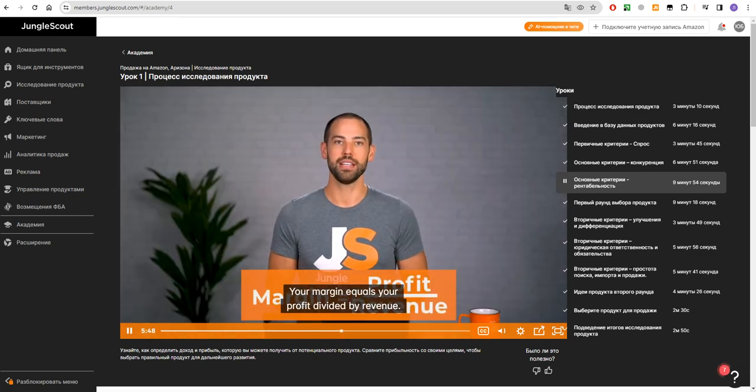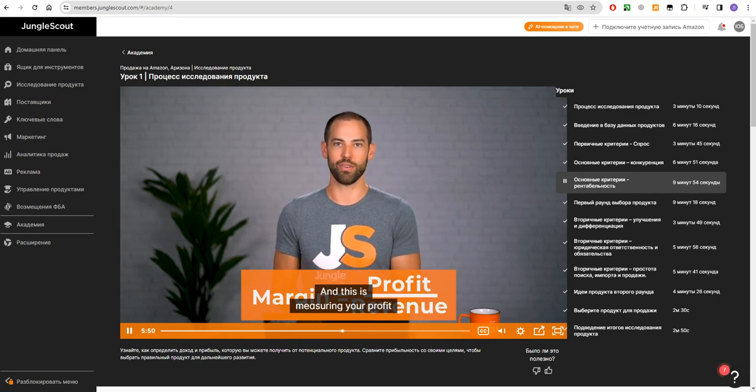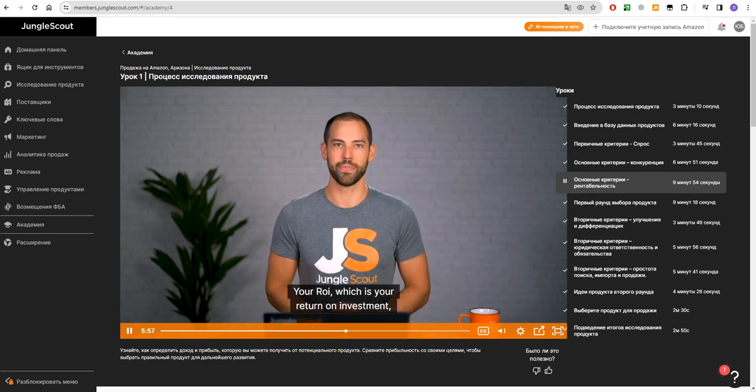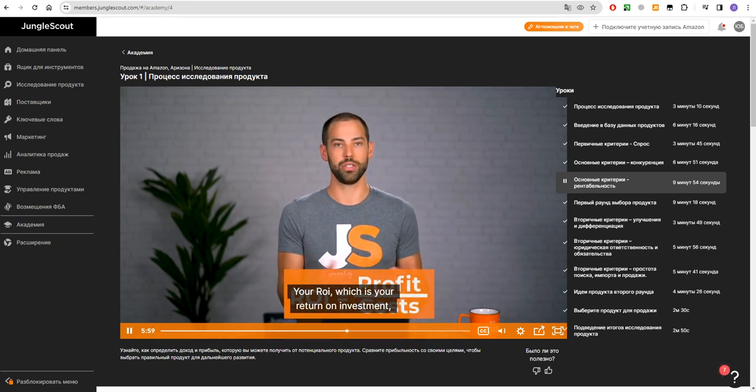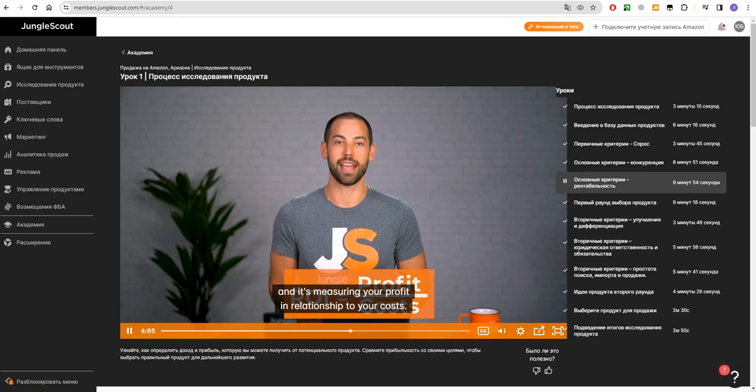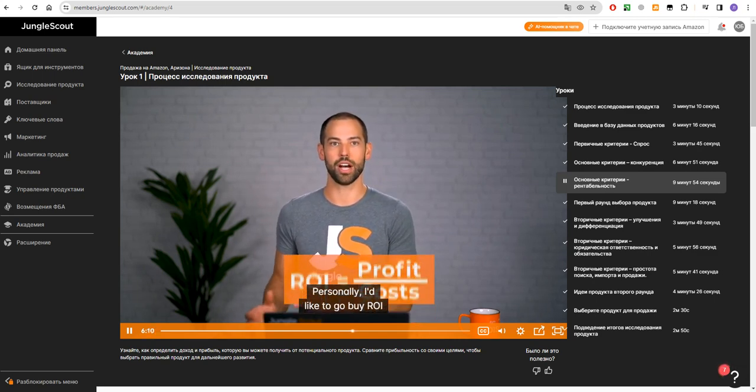Your margin equals your profit divided by revenue. And this is measuring your profit in relation to the sales price or the revenue you generate from it. Your ROI, which is your return on investment, is your profit divided by costs. And this is going to be your return on investment, and it's measuring your profit in relationship to your costs.